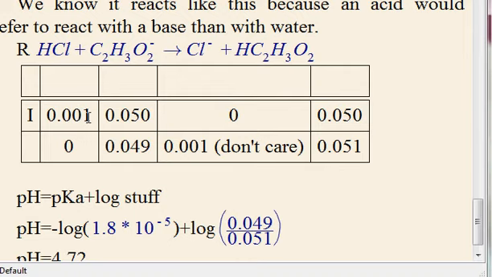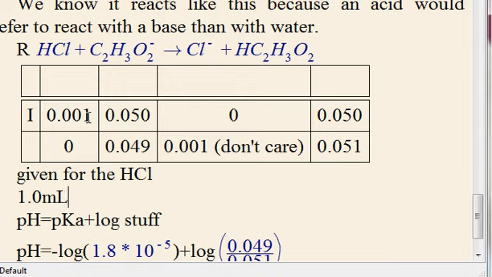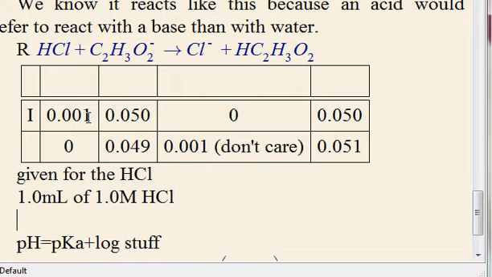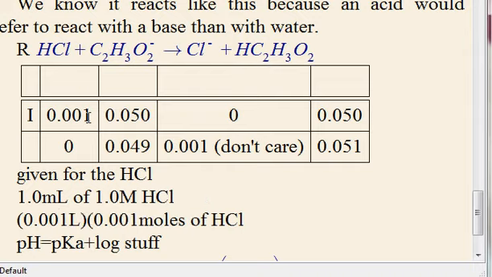except for the HCl. You're given for the HCl that it's 1.0 milliliters of 1.0 molar HCl before you put it in the buffer solution, which means how many moles of HCl is that? 0.001 moles of HCl, because 0.001 liters times 1 mole per liter equals that.